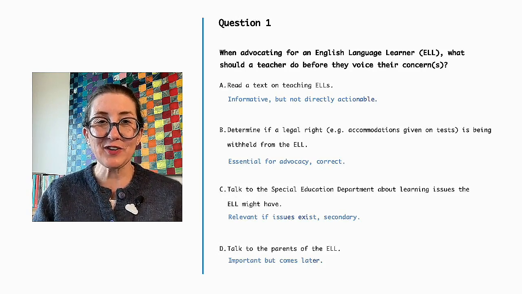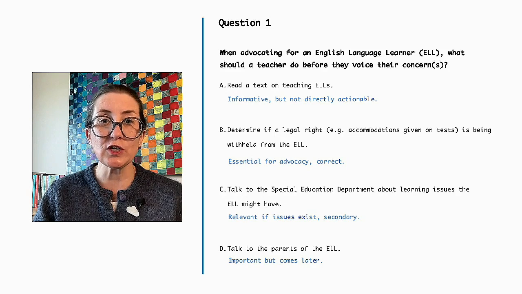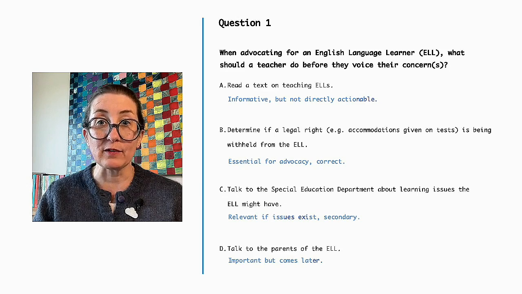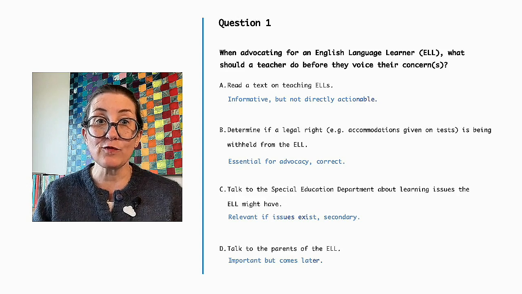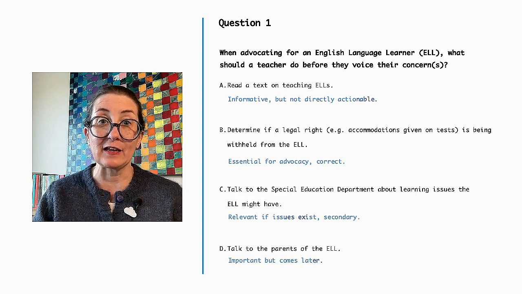The correct answer here is B. Before voicing concerns, a teacher should first ensure that the English language learner's legal rights are being respected, as this forms the basis for advocating effectively and ensures that the student is receiving the appropriate support and accommodations they are entitled to.